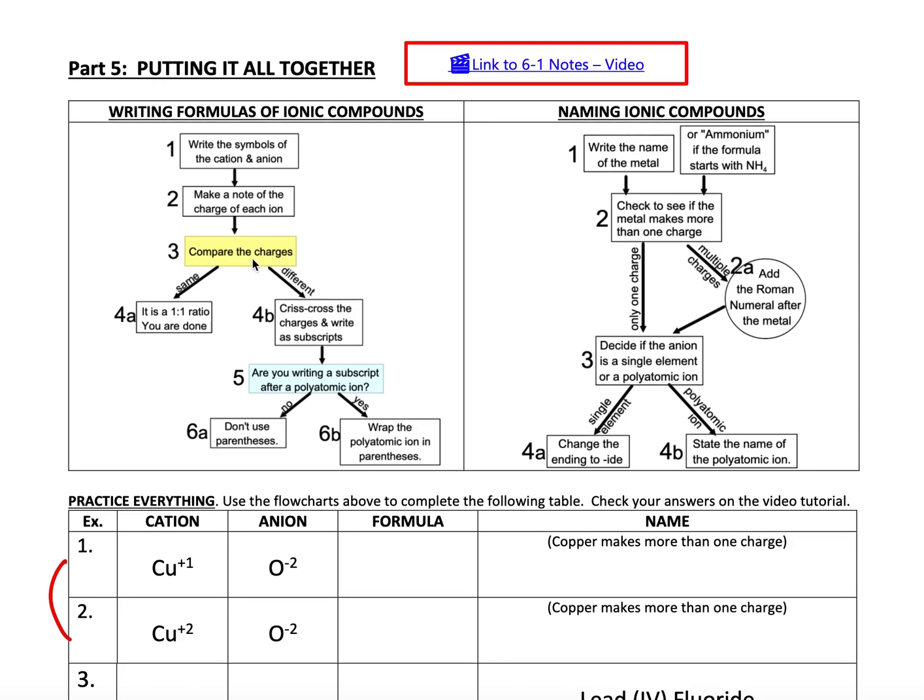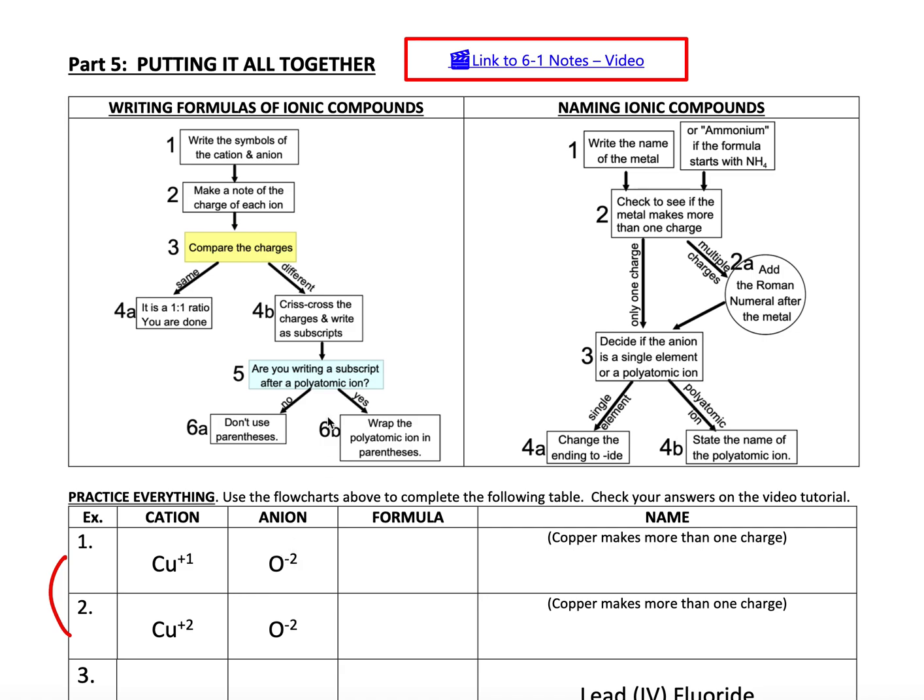Compare the charges. Are they the same or are they different? So in the first example, they're different. If they're different, crisscross them. Write them as subscripts. And then we have to think about, are we writing a subscript after a polyatomic? Well, there's no polyatomics here, so we don't have to worry about that. So let's just crisscross them. The 2 goes here, the 1 goes there. We write Cu2O, with an imaginary 1. You don't have to put that.